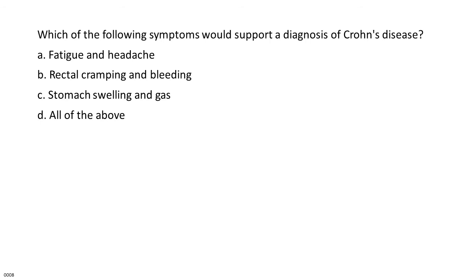Which of the following symptoms would support a diagnosis of Crohn's disease? A. Fatigue and headache. B. Rectal cramping and bleeding. C. Stomach swelling and gas. D. All of the above.